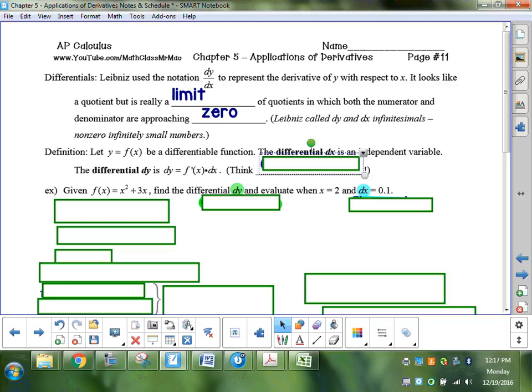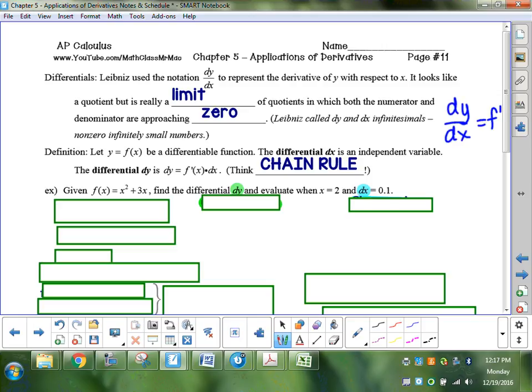But anyway. Let y equals f(x) be a differentiable function. The differential dx is an independent value. The differential dy is equal to, remember, because what we're saying is the derivative of y, dy/dx, is equal to f prime. Well, if I solve it out for dy, I multiply both sides by dx. You're using the chain rule on this. Keep in mind, dy, the derivative of y, is equal to the derivative of the function times the derivative of the argument, which is the input.